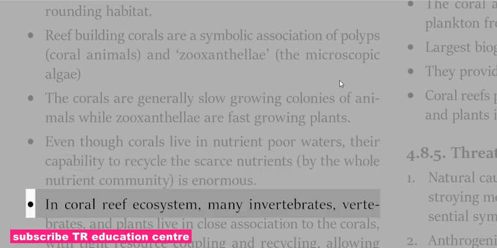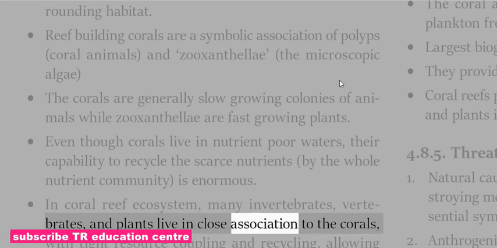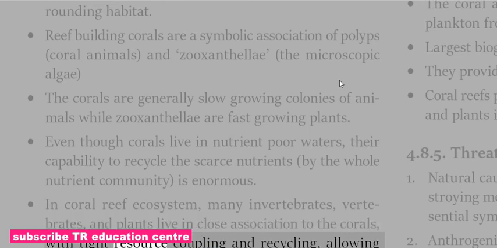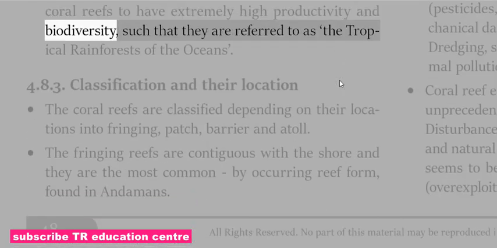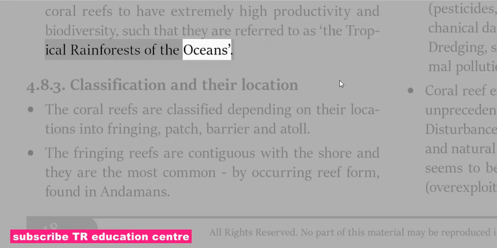In the coral reef ecosystem, many invertebrates, vertebrates, and plants live in close association with the corals, with tight resource coupling and recycling, allowing coral reefs to have extremely high productivity and biodiversity, such that they are referred to as the tropical rainforests of the oceans.